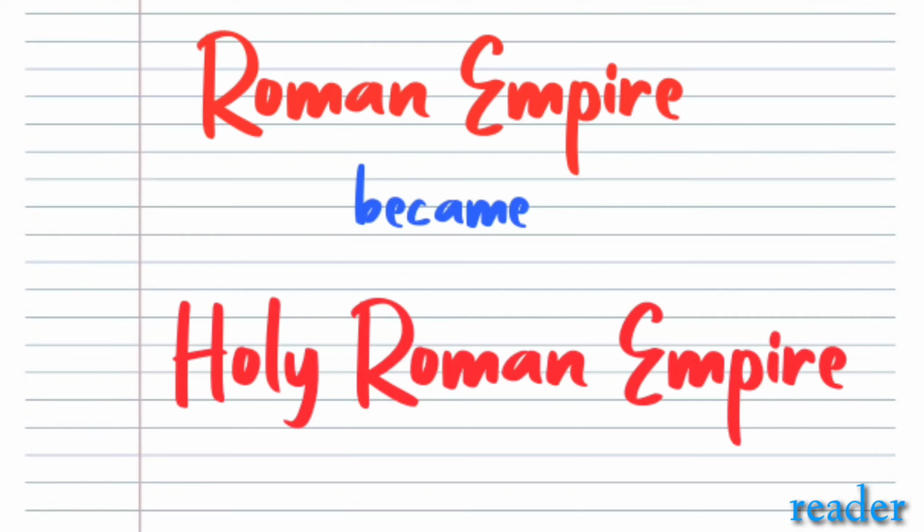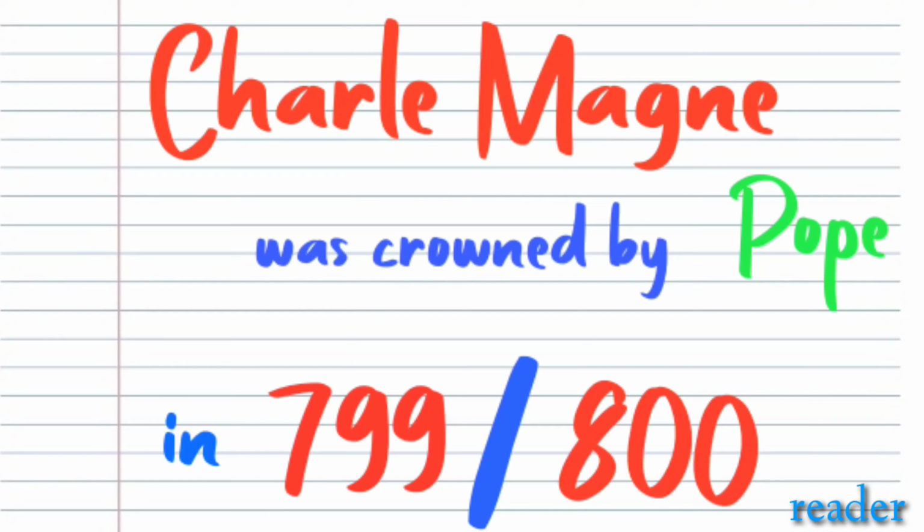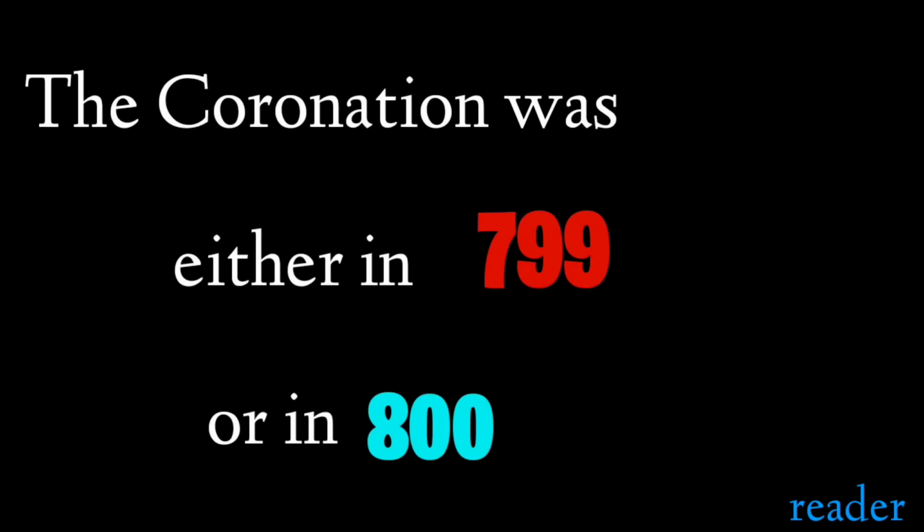The Roman Empire became the Holy Roman Empire from when Charlemagne was crowned by the Pope in 799 or 800. The reason for the change in name from Roman Empire to Holy Roman Empire is the crowning of Charlemagne by the Pope, which happened either in 799 or in 800.